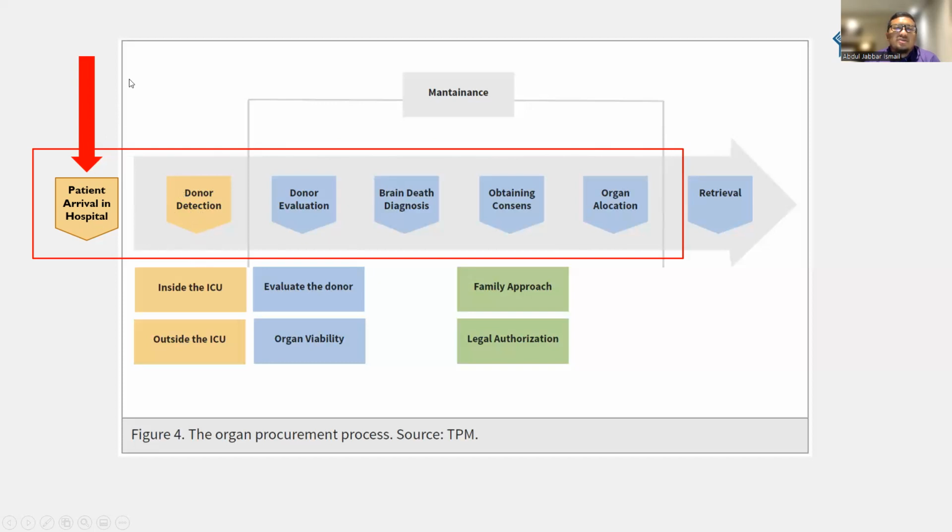As soon as the patient arrives, if you detect the patient is having a potentially devastating brain injury, and the patient may become brain dead and a potential organ donor, the resuscitation should start from the very beginning when the patient arrives in the hospital. So with active donor detection in the emergency department, where most of the potential brain dead donors come from, the management should start here, as early as possible.